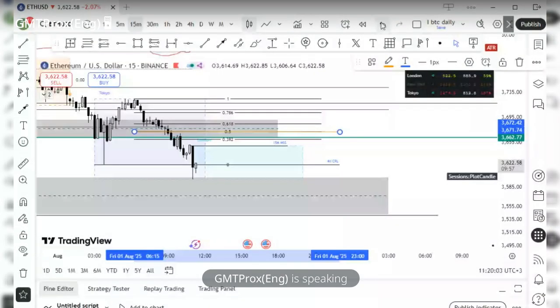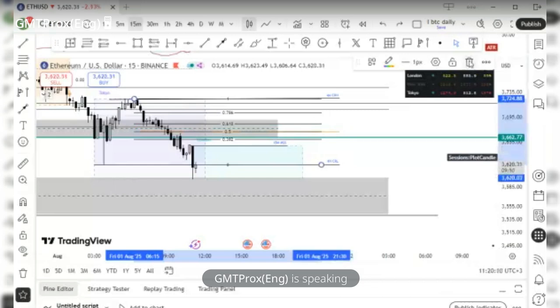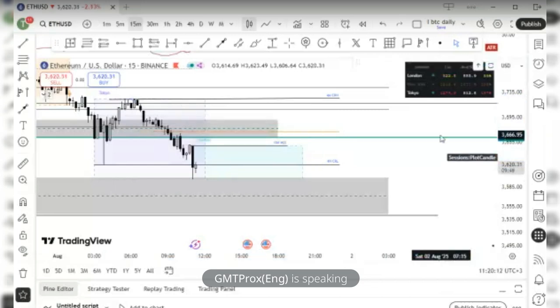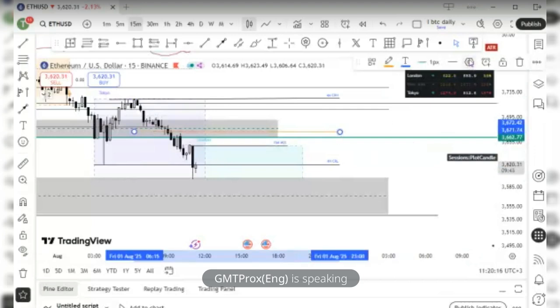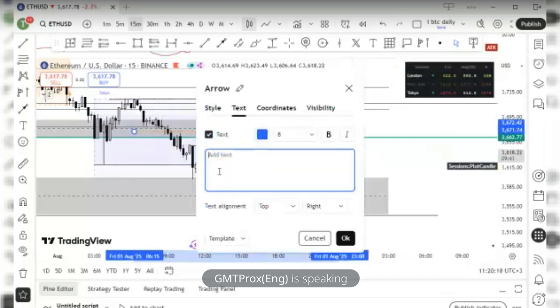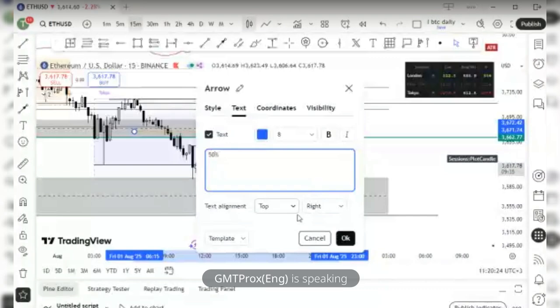I think I've deleted something else. I want to delete the Fibonacci retracement. Okay, it's taken out already. So now we have our 50%. This is the equilibrium level of the high and the low, so you name it as your 50%.